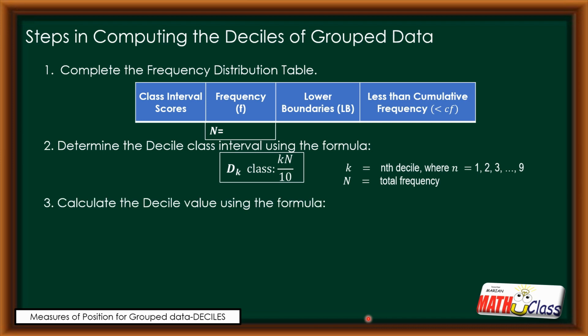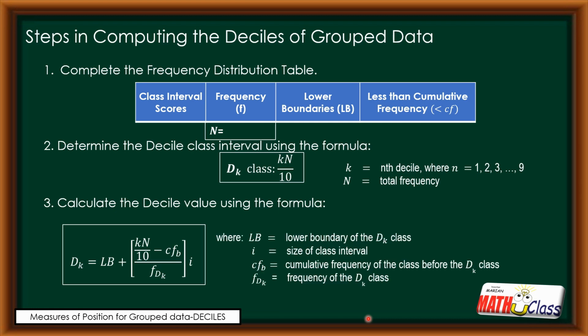Step 3. Calculate the decile value using the formula, where LB is the lower boundary of the decile class. I is the size of the class interval. CF sub B is the cumulative frequency of the class before the decile class, and F sub Dk is the frequency of the decile class.